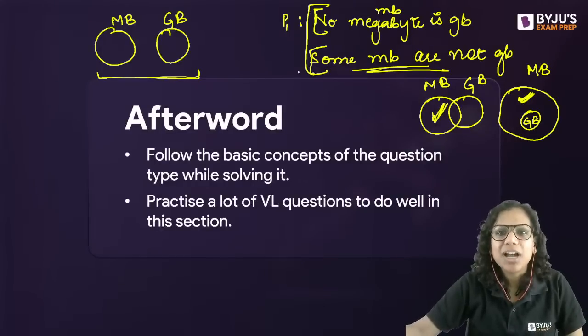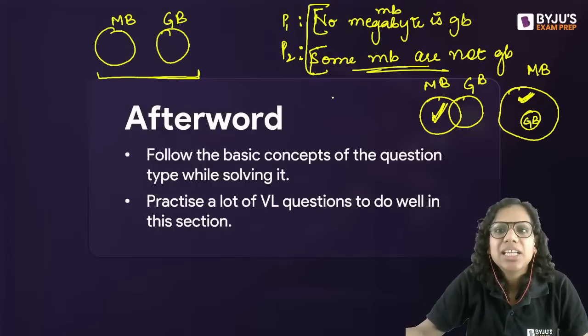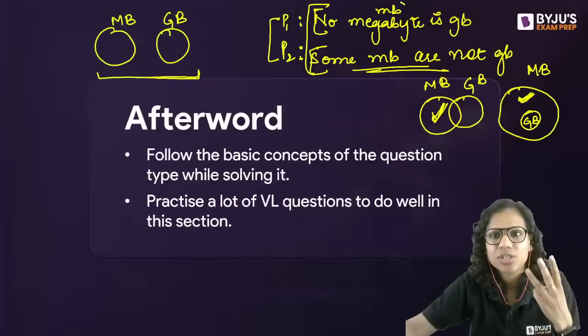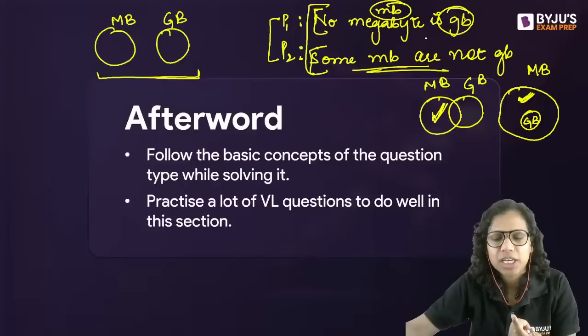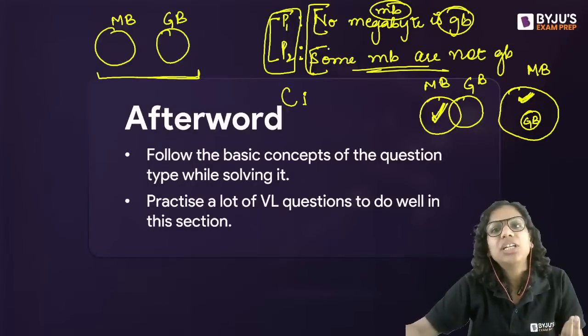Now, if I use them as two premises, then combined, no conclusion will come out of this, because to derive a conclusion from two premises you need at least three terms. Besides MB and GB, one more term should be there. So I can't conclude something from both of them together. I just have the individual results.